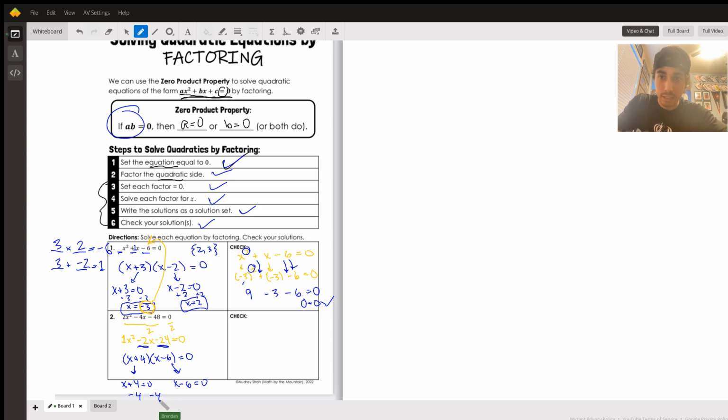Subtract 4, you get x equals -4. There you go. And then we are going to add 6. We don't really need the equals there. We're going to add 6 on both sides, and then we are going to get x equals 6. There you go. Those are your solutions.